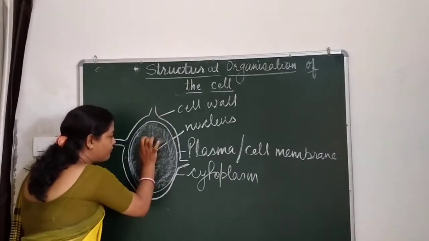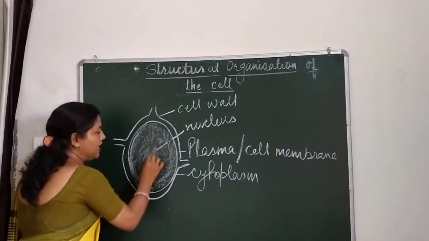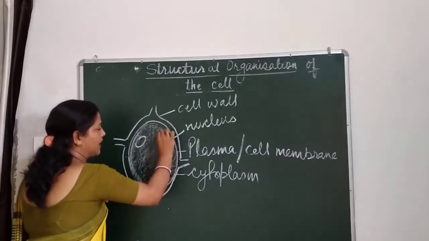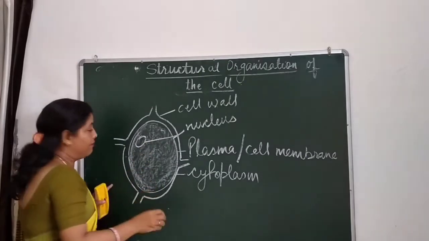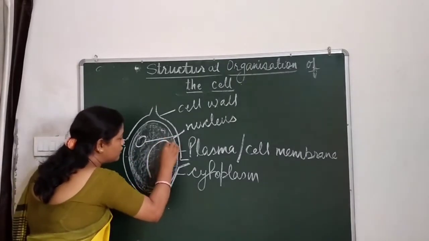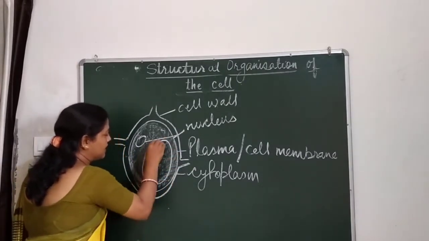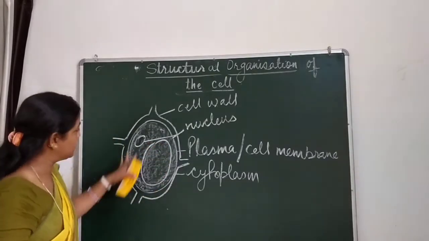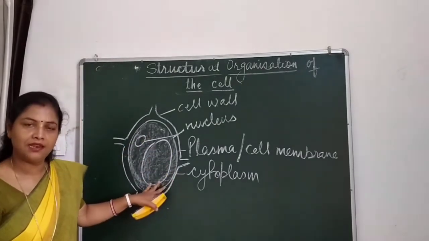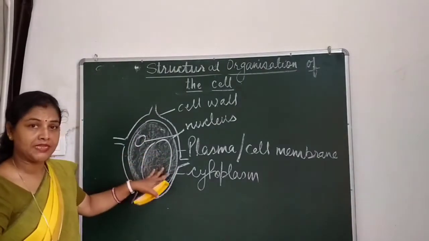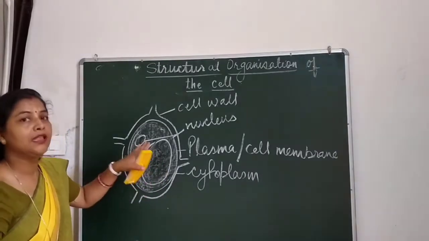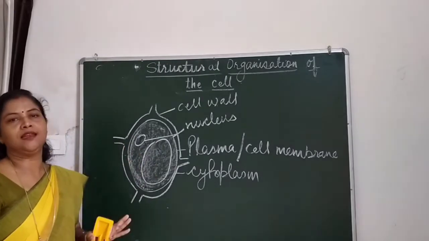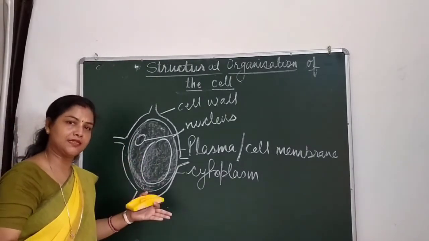The nucleus is not found in the middle of the plant cell. The nucleus is found at the side of the plant cell, here. Why? Because it has a large vacuole, which occupies most of the space of the cell. Most of the internal space is occupied by the vacuole. That is why the nucleus is at the side in plant cell, not in animal cell.